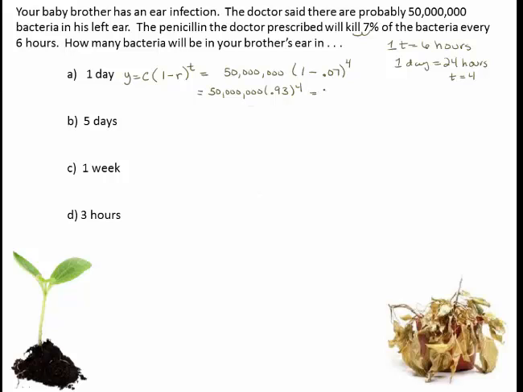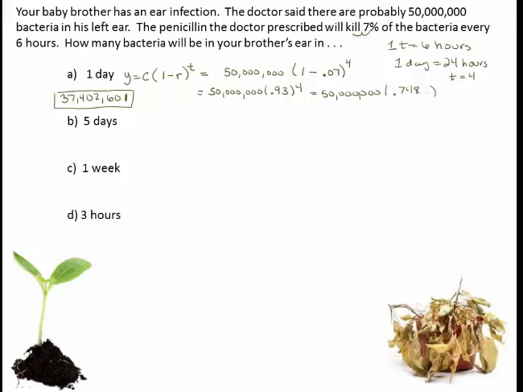And that gives me 50 million times 0.748, etc. So multiply that by 50 million. And I will still have, or rather my little brother will still have 37,402,605, so I'll round it up. So 37 million bacteria will still be in his ear at the end of 1 day.